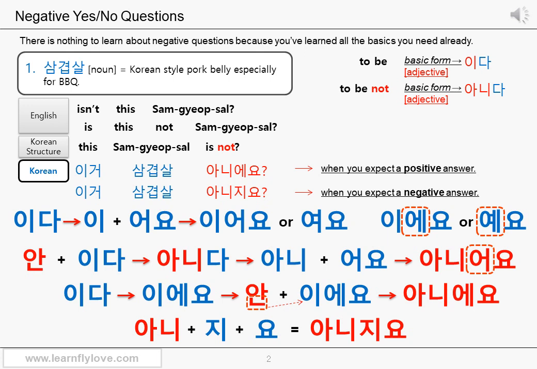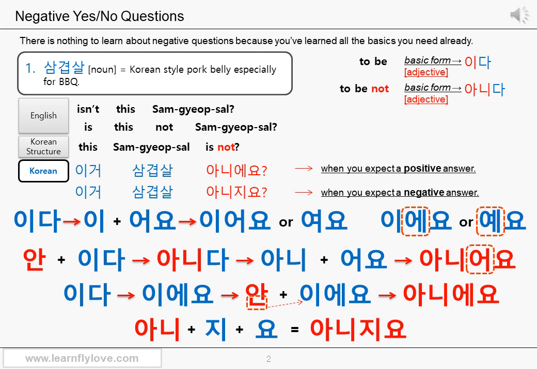The stem of this predicate is 이. Since the vowel 이 is a neutral vowel, we should add 어 sound to use the honorific suffix 요. 이 plus 어요. It becomes 이어요. Why? Strange? Yes, I know. We've been using 이에요 so far with 에 sound, but 이어요 is also correct grammatically.